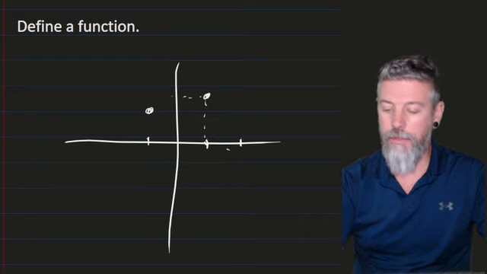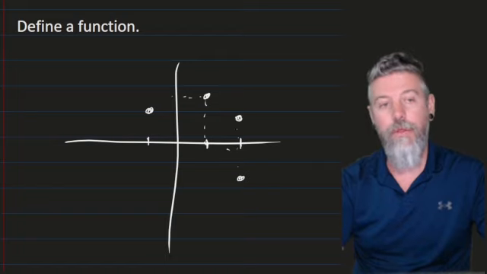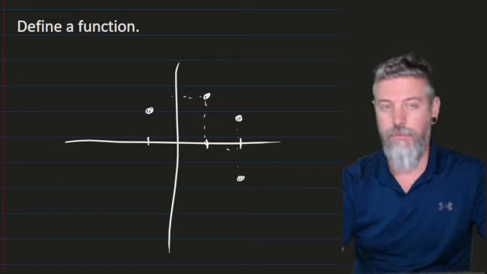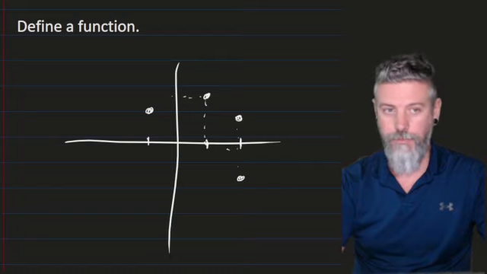But if I put an X value in and I get 2 Y values out for that one X value, then now it is not a function. Okay, so a function will only ever have one Y value come out for one X value.